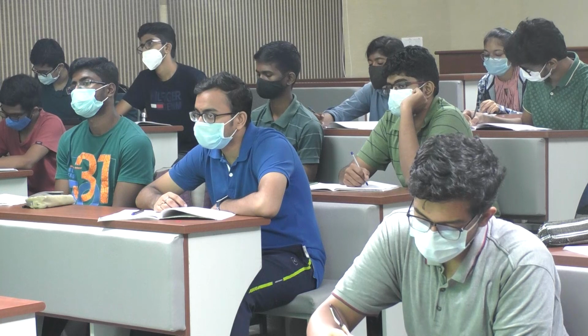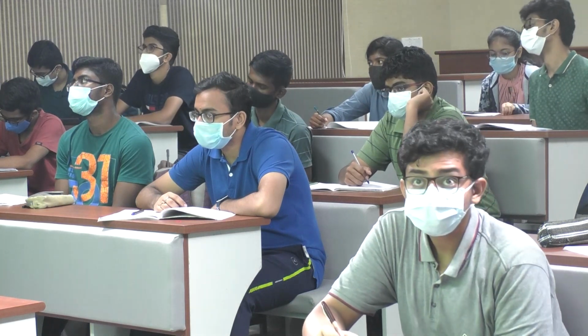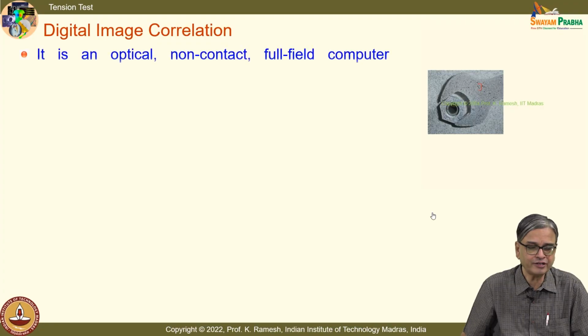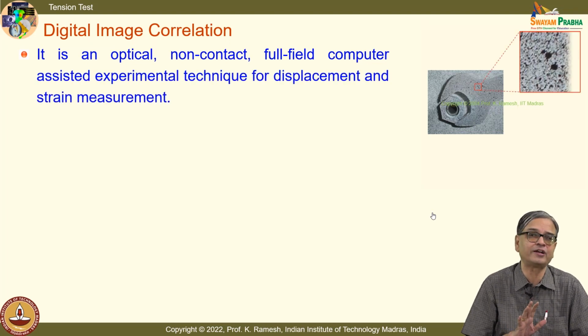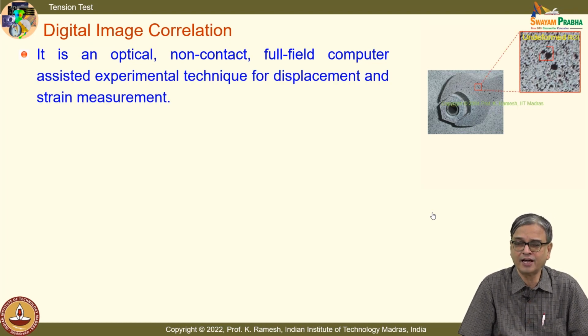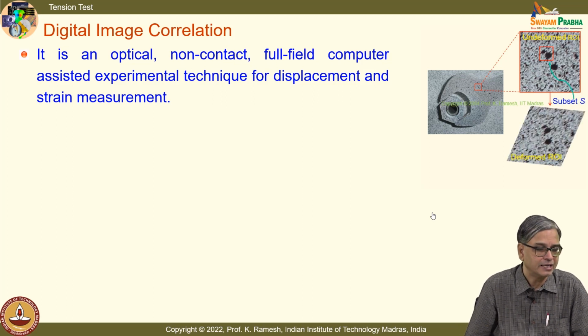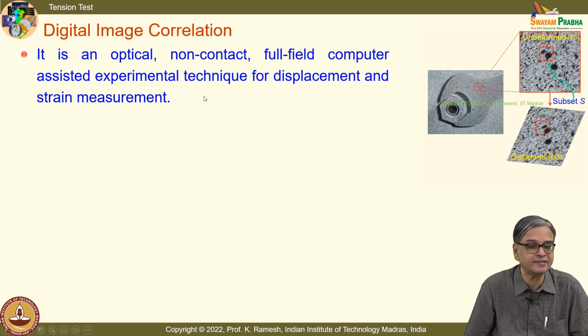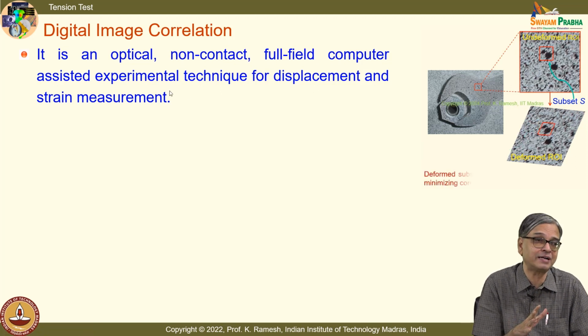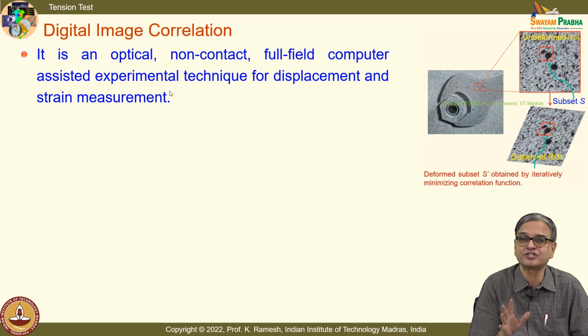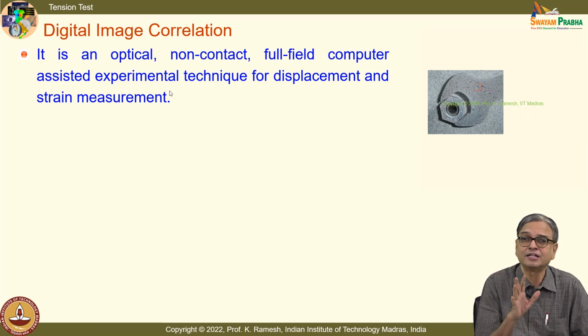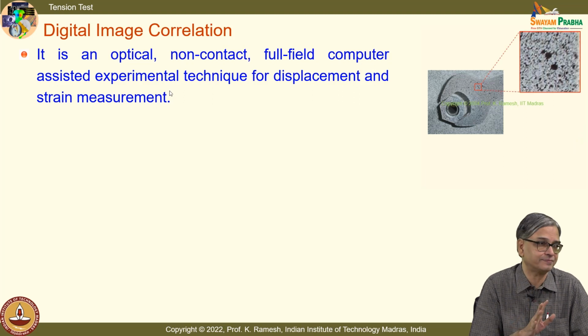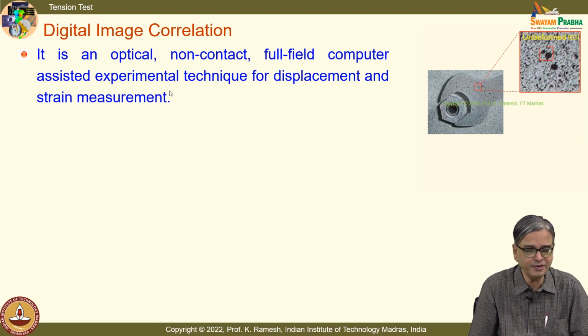And before we get into looking at the tension test very closely, let me also introduce what digital image correlation is, because when you are learning it now, at least you should have a rough idea what it is all about. It is an optical, non-contact, full field, computer assisted experimental technique. The emphasis is that, more than the experimental measurement, a lot of number crunching is done from your computer 3D imaging. So, that is very important.